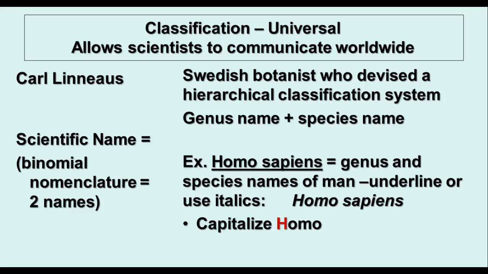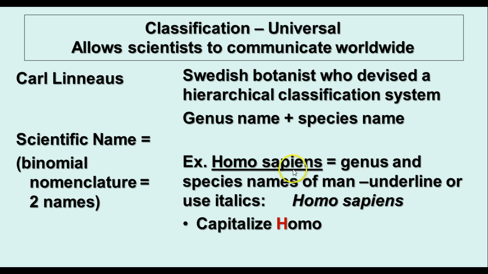The system is called binomial nomenclature. That's because every organism has a two-part scientific name. Binomial nomenclature means a two-name naming system. So we're identified by a genus name and a species name. An example is Homo sapiens, which is the species name for humans. The genus is Homo, which means man, and the species is sapiens, which means wise.